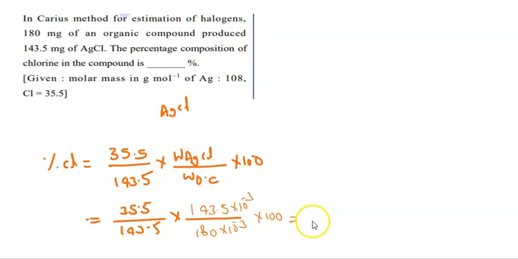If you do this calculation, you get 19.72. It is a numerical question. We have to round off to the nearest integer, which will be equal to 20. That is the correct answer for this question.